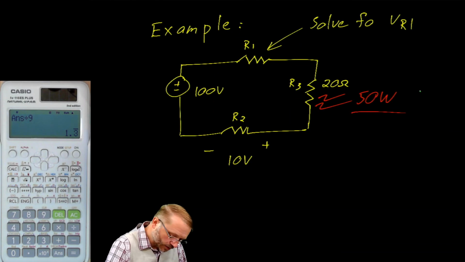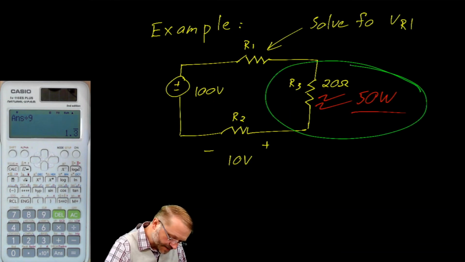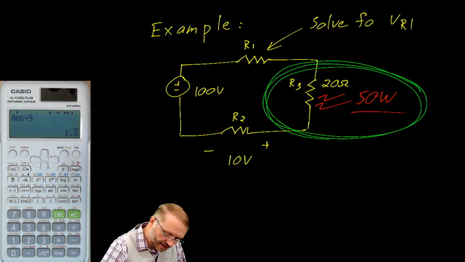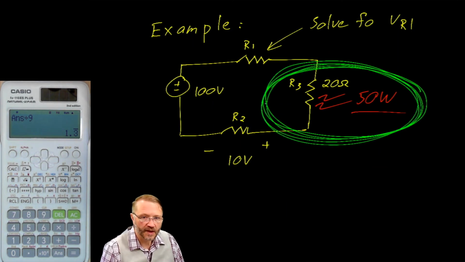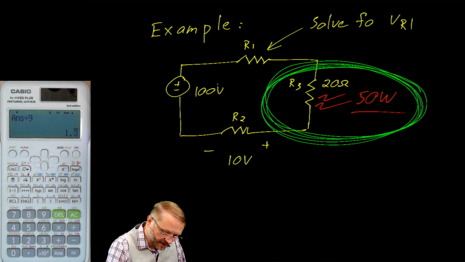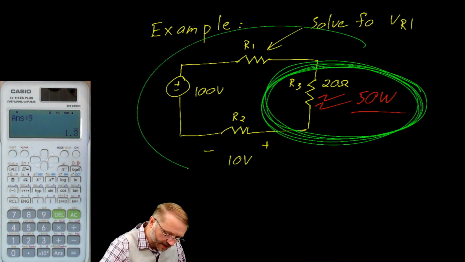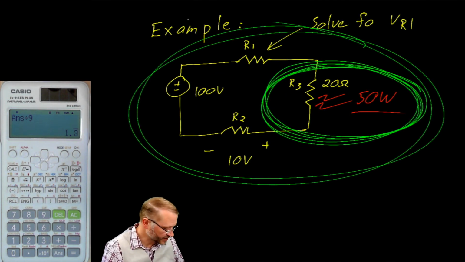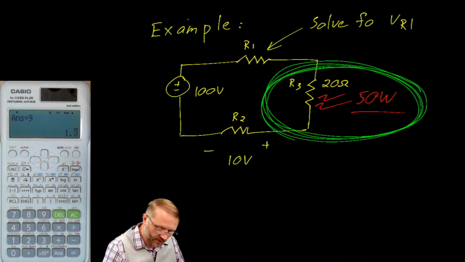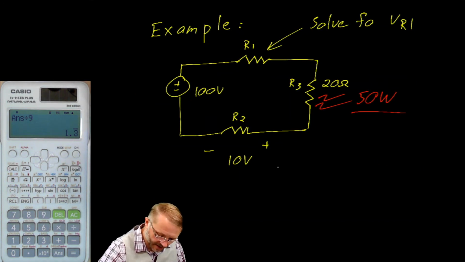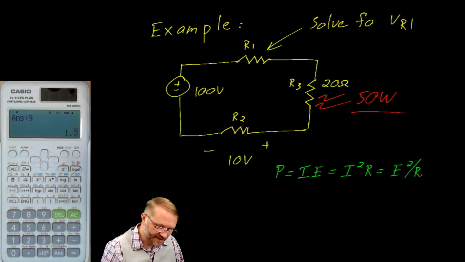This problem is a question of focus. What you need to do is focus in on this piece right here. The trap that a lot of folks fall into is they focus on the entire problem, and that gets people in trouble really quick. You need to focus in only on R3. And what you need to consider is that power is equal to IE is equal to I squared R is equal to voltage squared divided by resistance.